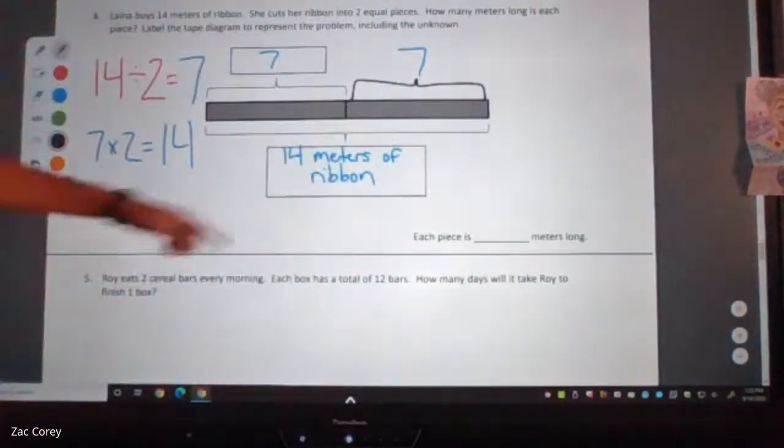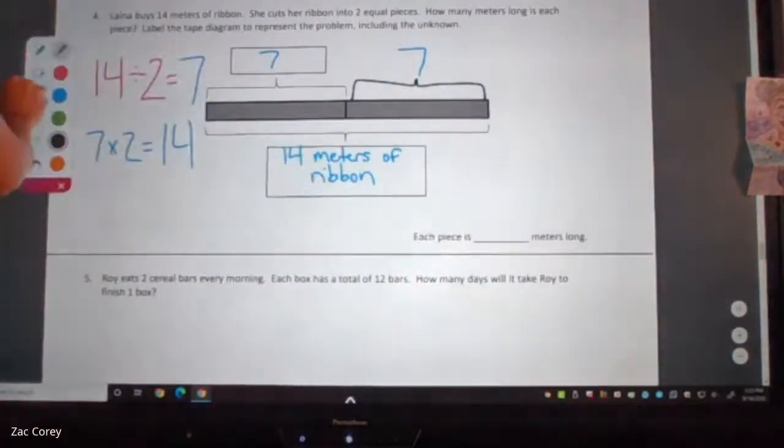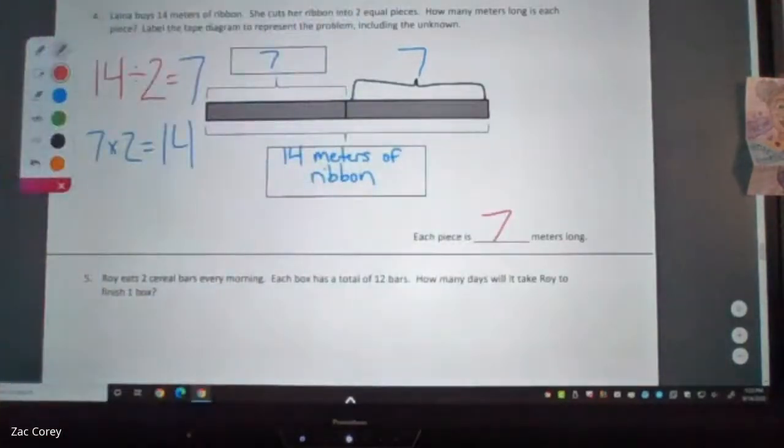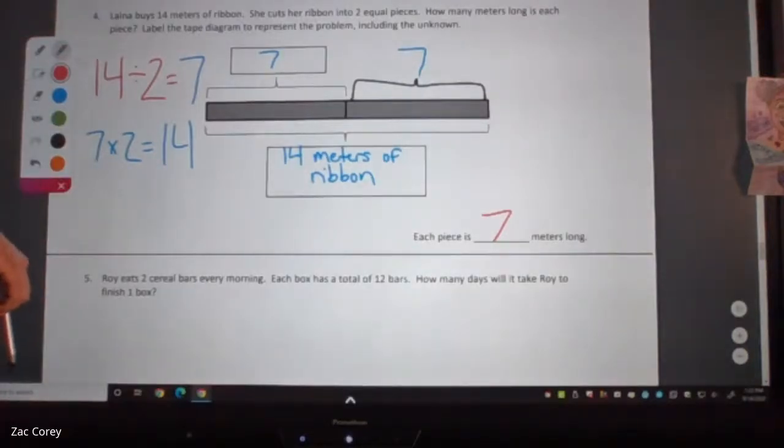All right, so each piece is 7 meters long. Because if we had a 14-meter long ribbon and we cut it in half, we have a 7-meter long piece of ribbon and a 7-meter long piece of ribbon. And that, put them together, it equals 14.